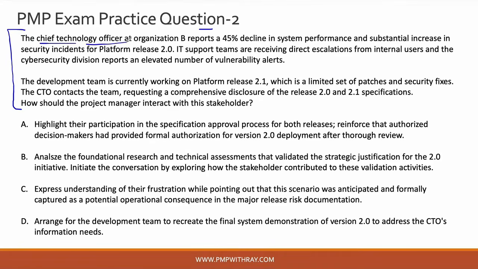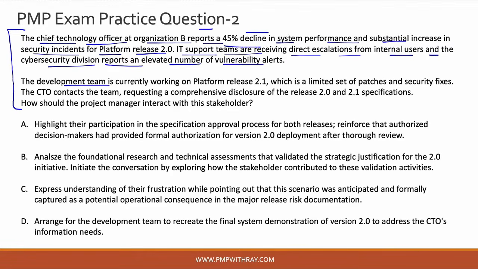The Chief Technology Officer at Organization B reports a 45% decline in system performance and substantial increase in security incidents for platform release 2.0. Okay, so there was a platform which got released, the second version of the platform, and the CTO of the organization reports a 45% decline in system performance and substantial increase in security incidents. So everything is going bad for this release. Okay. So support teams are receiving direct escalations from internal users, and the cybersecurity division reports an elevated number of vulnerability alerts. So that is also something which is quite concerning.